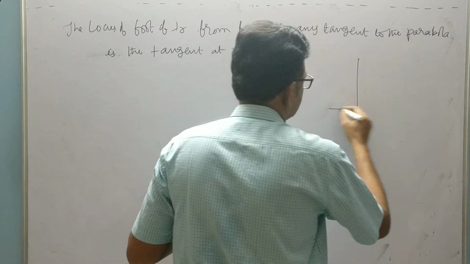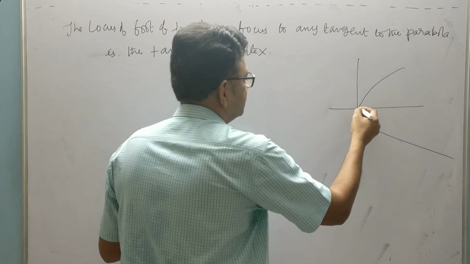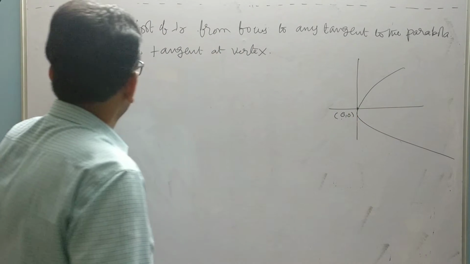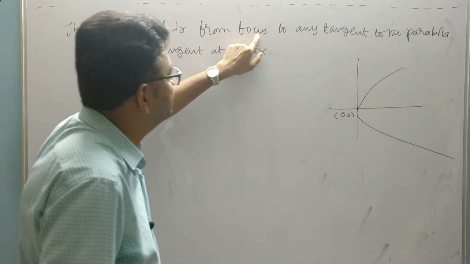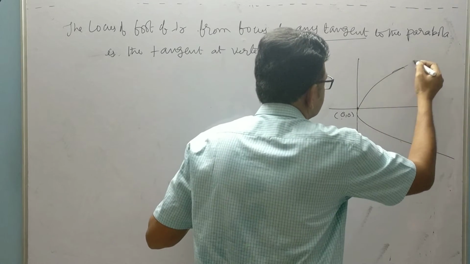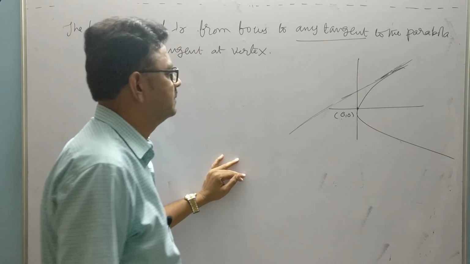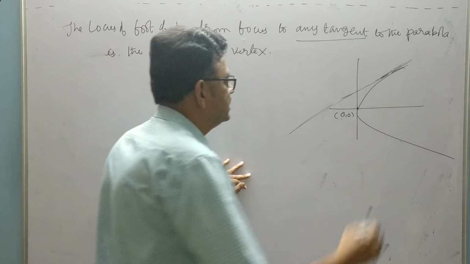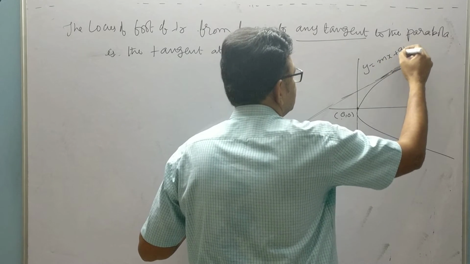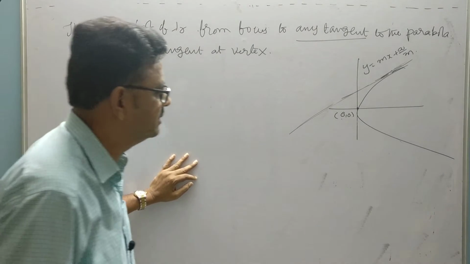See here, this is the parabola. So the vertex of the parabola is 0, 0. Locus of foot of perpendicular from focus to any tangent. So this is the tangent. What is the equation of tangent? y is equal to mx plus a by m. That is the tangent equation.